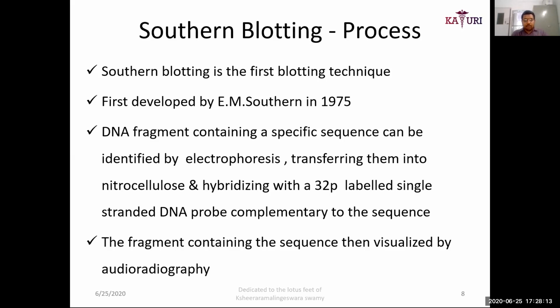So here you know what you are looking for. Remember, in a blotting technique, we are not going to find out what we don't know. We are finding out what we know, whether it is present in the sample or not. The fragment containing the sequence is then visualized by radiograph. This is the technique in a nutshell. Now we'll go into detail.